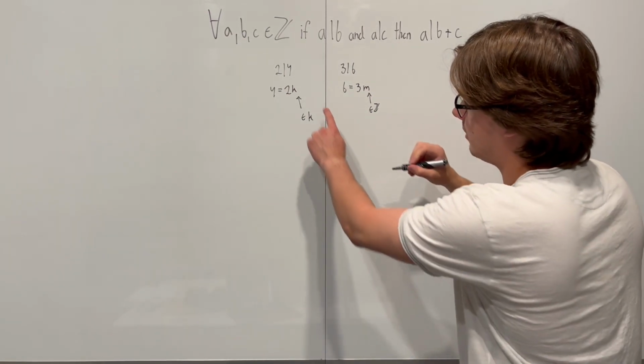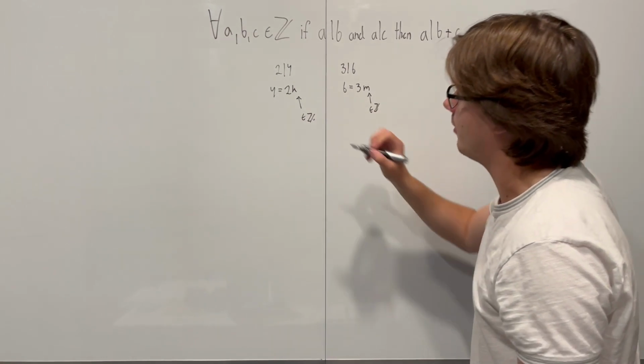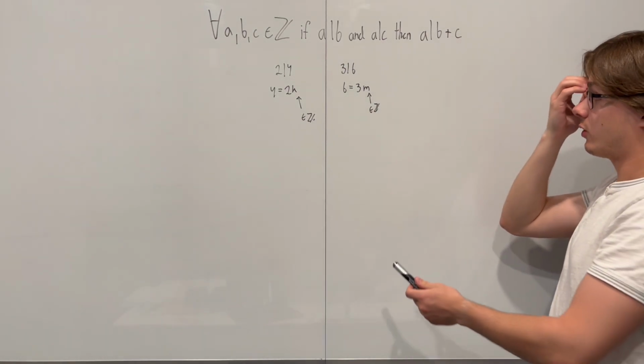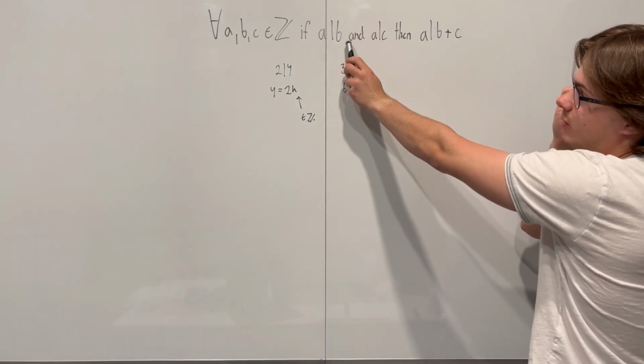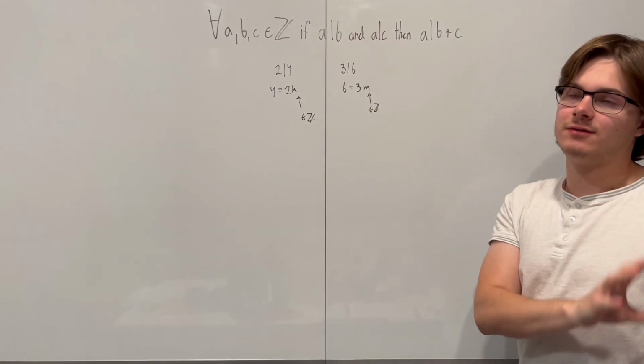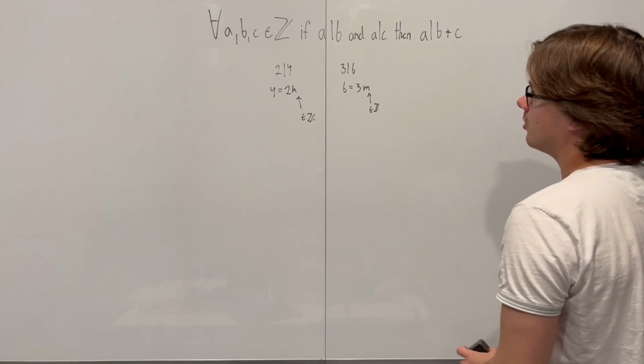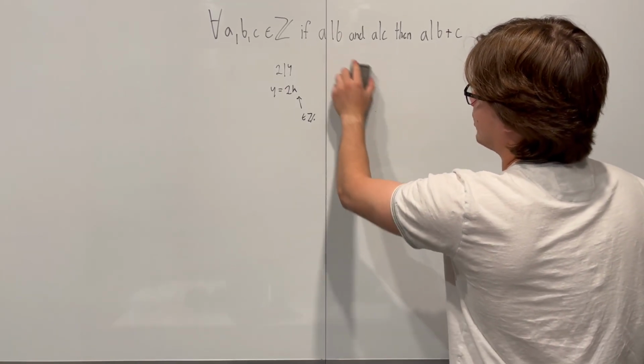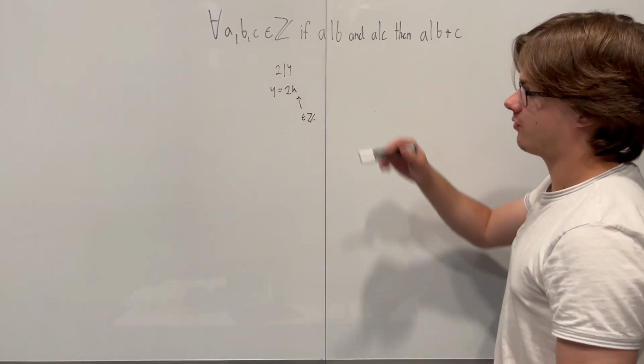Or, my bad, shouldn't have said k here. There we go. So in other words, this is saying what's on the right can be written as a multiple of what's on the left, or what's on the right is equal to what's on the left times an integer. So I'm going to stick with 2 for now. We'll do 6 for our second example.